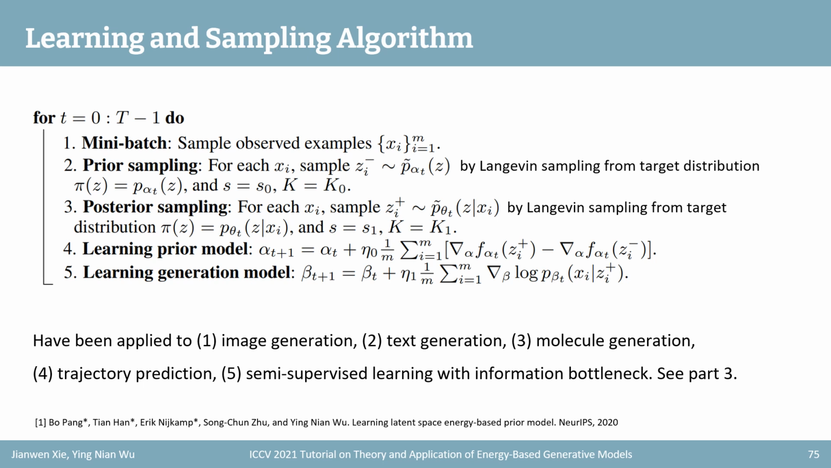And this type of model is actually quite powerful, and it has been applied to many different applications. For example, image generation, text generation, and molecule generation, either unconditional or conditional generation. It can also be applied to trajectory prediction, where the energy function can be interpreted as a value function or cost function. And it can also be used for semi-supervised learning, where the concept of information bottleneck can be very naturally incorporated. So in part 3, you are going to see those applications.